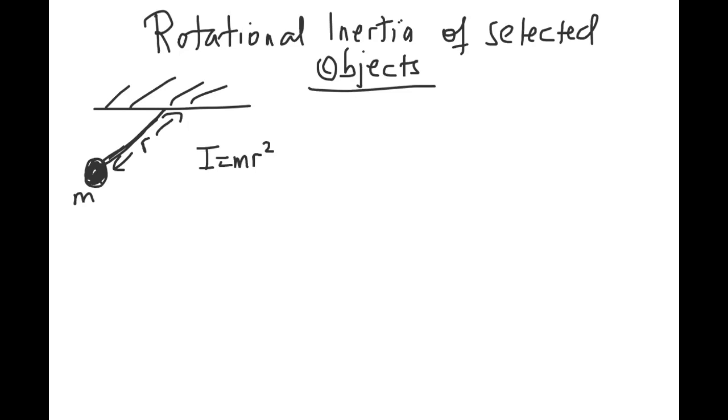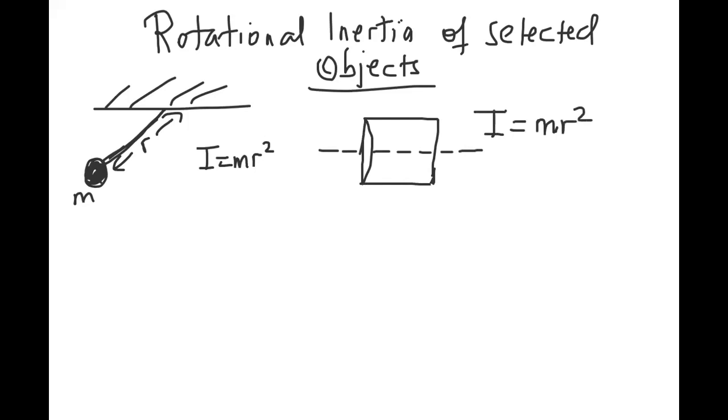If we have a solid cylinder, maybe think about a solid cylinder like this one, and the axis of rotation is here. Rotational inertia here, I, which is the symbol for rotational inertia, is one half m r squared.